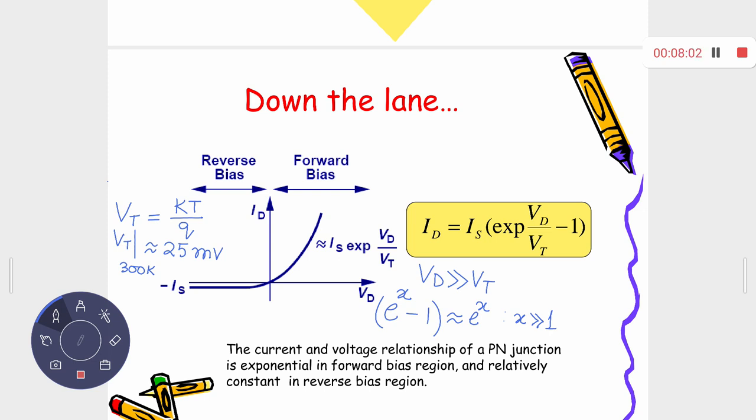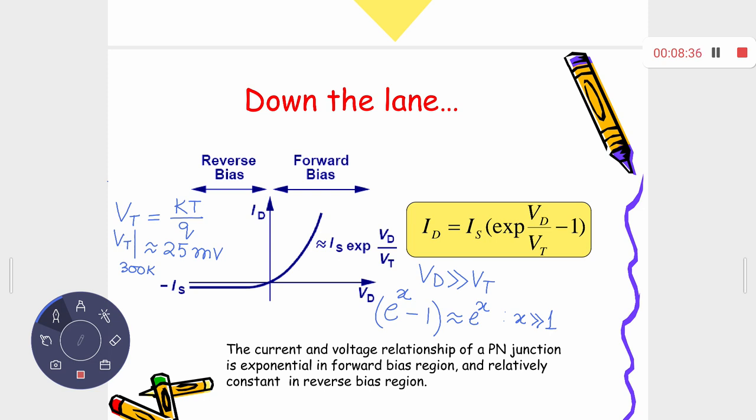So that expression is valid if your applied voltage Vd is much, much greater than this thermal voltage, that is 25 millivolt. Okay, suppose you apply a few volts, 1 volt, 1.5 volt, 2 volt, so obviously this approximation is valid. And when this is true, we say that we have applied some positive voltage and the diode is forward biased. Okay?